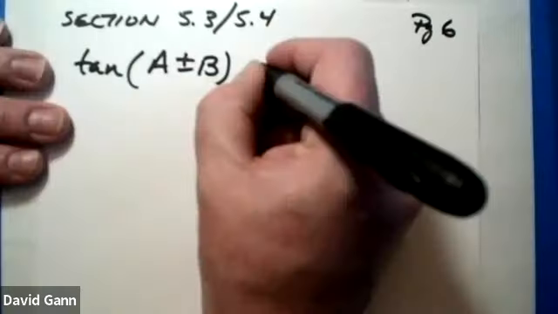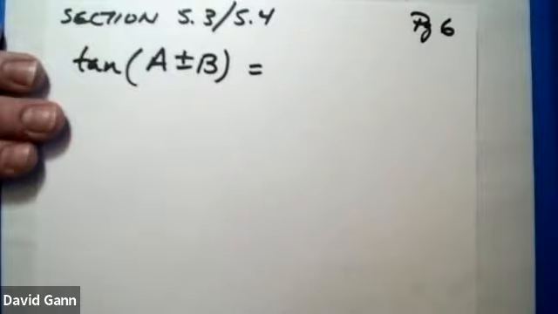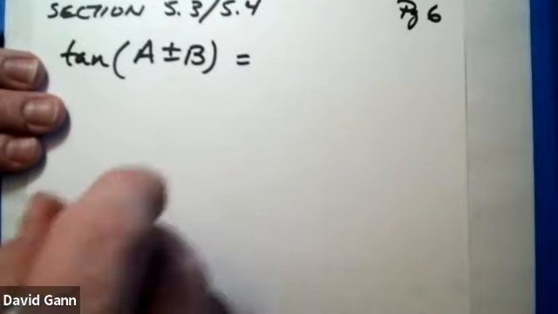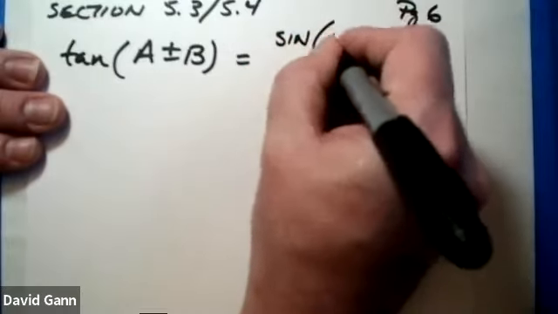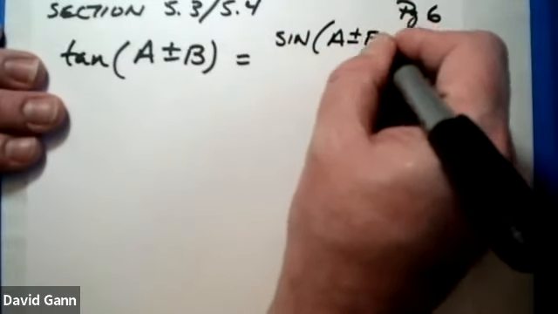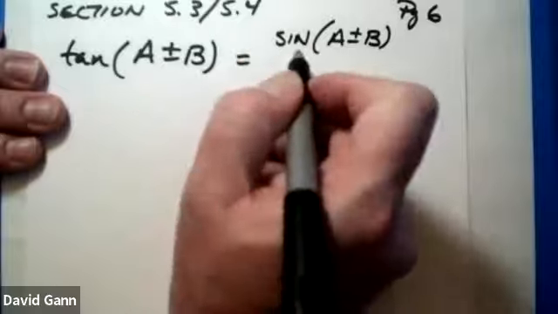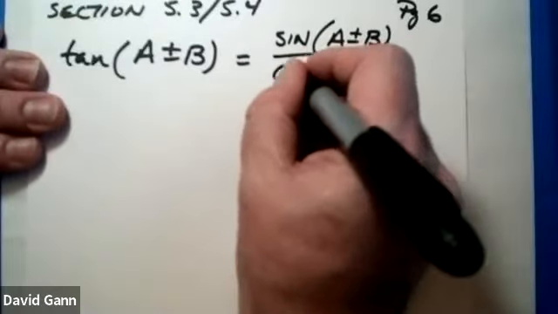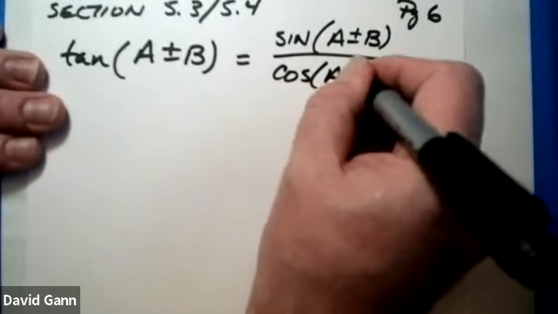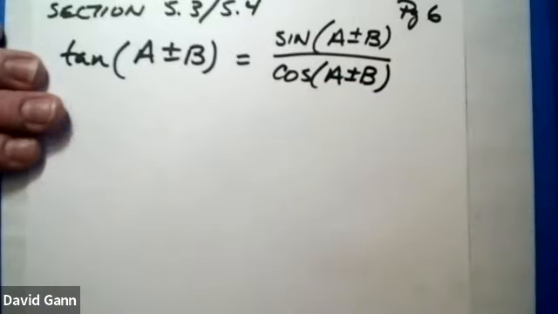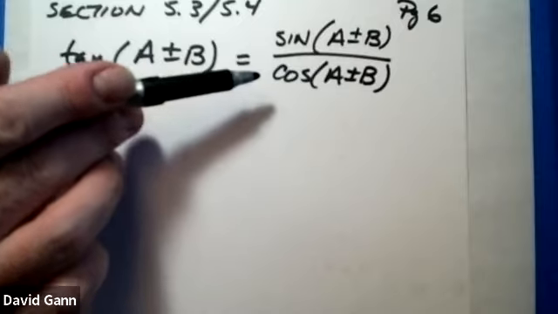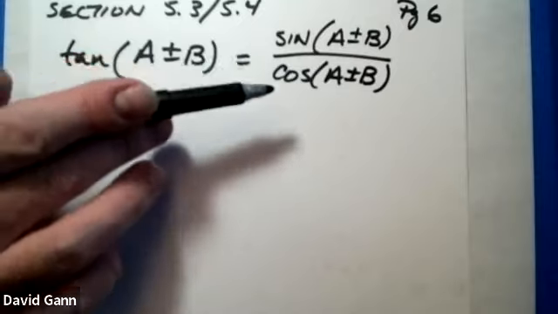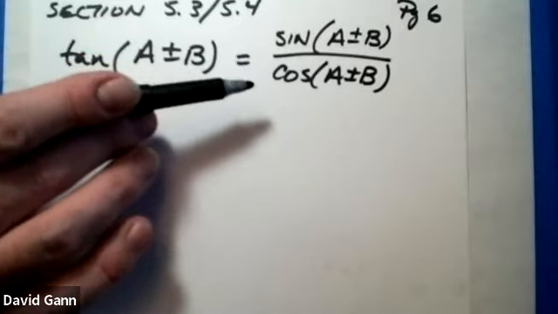So note that happens just by one of the quotient identities. We know that that's equal to sine of the same argument, whatever it happens to be, over cosine of the same argument. All right, and this is going to be the key because we have formulas for sine and cosine. Now we just need to do a little bit of manipulation and clean this up.